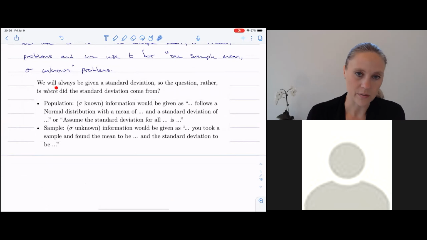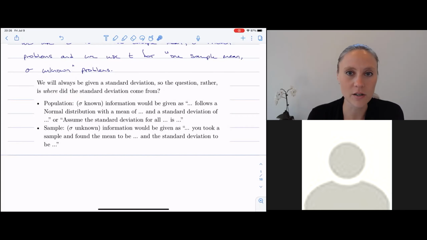Right, and so here's what I was saying before. We're always going to be given a standard deviation. So the question is, where did the standard deviation come from? I know it's going to happen again because it is so confusing, and I remember being confused by it too. I'm going to get late night texts going, how's this sigma unknown? We have a standard deviation. Yes, you do, but sigma is the population standard deviation, and you only have the sample standard deviation. So really take a moment to let that sink in.